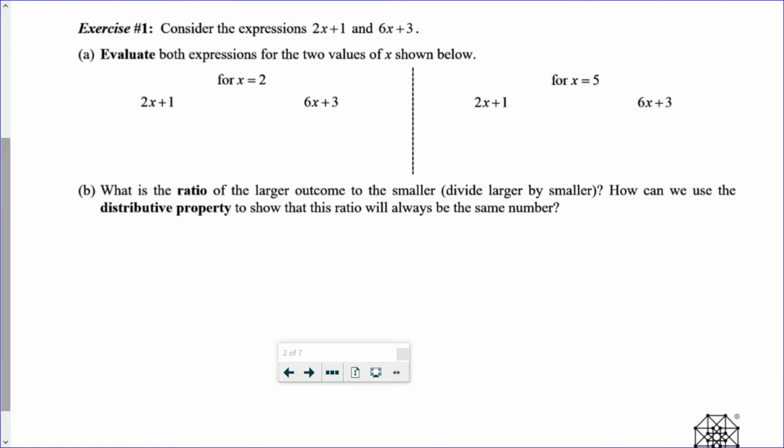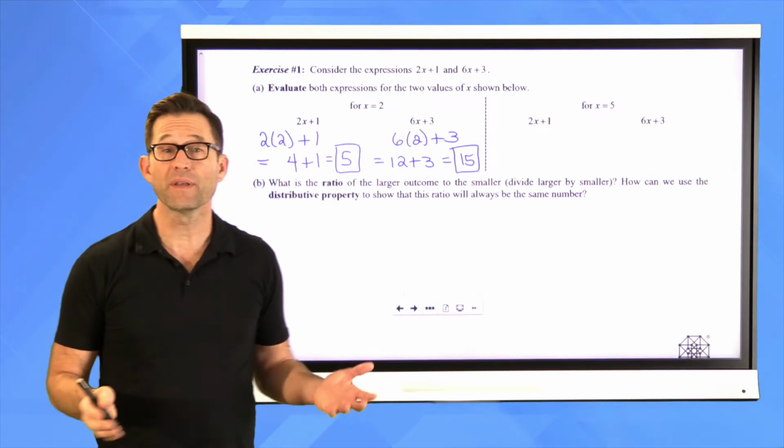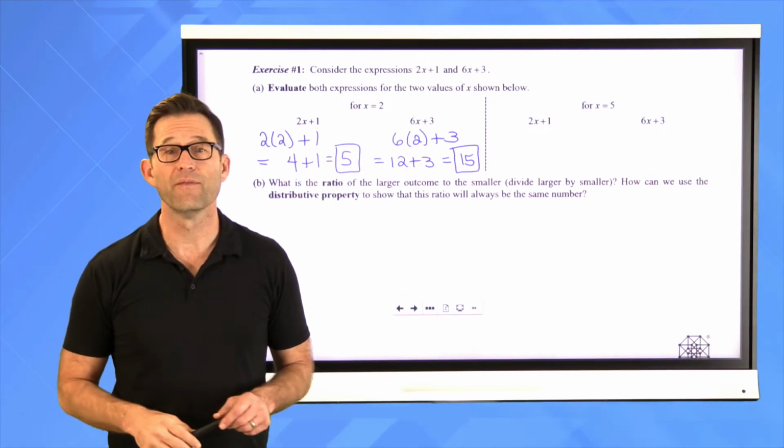All right, so here we go. x equals 2. For 2x plus 1, I'm going to substitute 2 in for x. Remember, order of operations says we have to do that multiplication first, and then the addition, so I just get 5. On the other hand, for the expression 6x plus 3, I'll get 6 times 2 plus 3. That'll be 12 plus 3, and that'll be 15. That right away would be enough to tell us that the two expressions aren't equivalent, because they have different values for the same value of x.